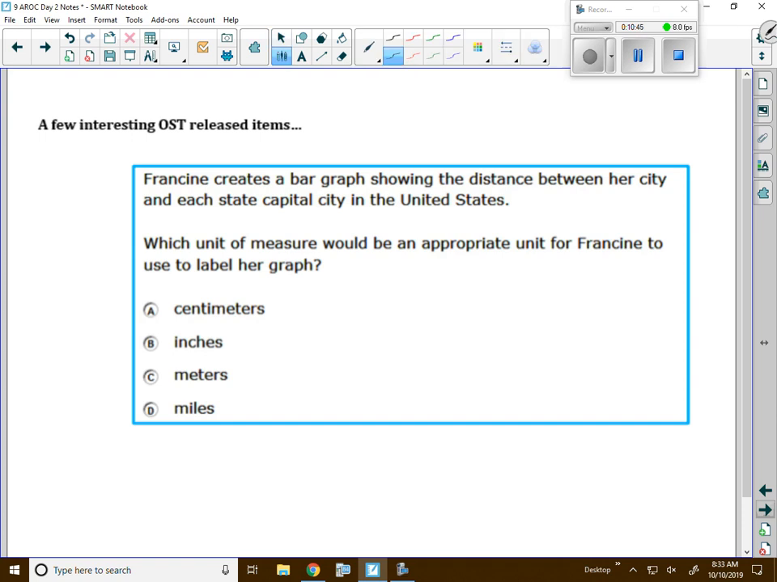Okay, so we have Francine. Francine creates a bar graph showing the distance between her city and each state capital city in the United States. Which unit of measure would be an appropriate unit for Francine to use to label her graph? Okay, so it's distance between her city and each state capital city. We can bring miles. Do you think anything different?